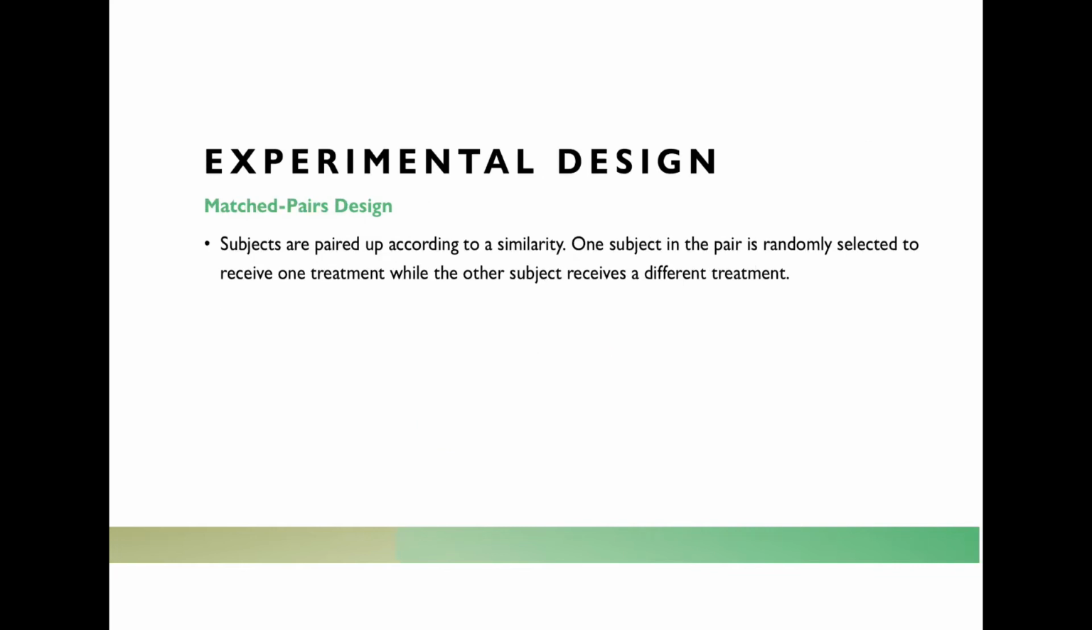In a matched pairs design, we have subjects paired up because they have some similarity. Maybe they're within the same age group, or maybe they're the same gender, or maybe they're the same person. Sometimes in a matched pairs design, we have the same people. We'll apply one treatment to them, see how they react. We'll apply a different treatment to them and see how they react.